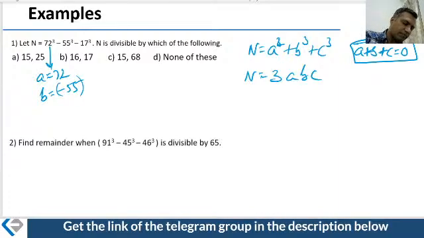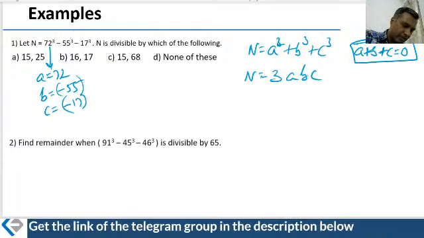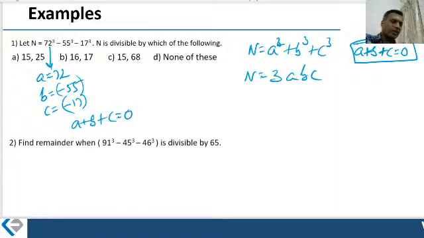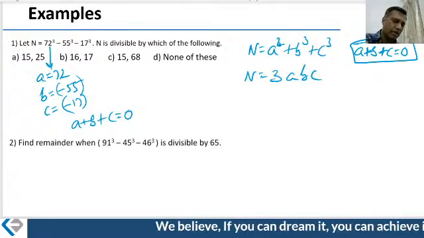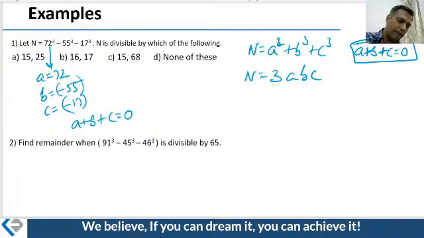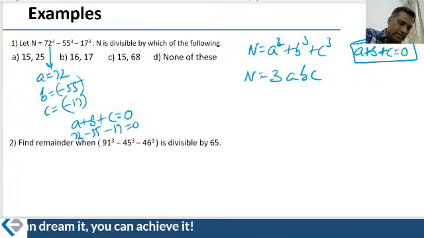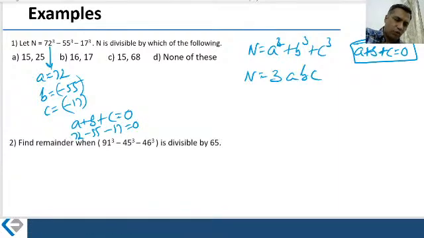Minus 55 cube becomes minus of 55 cube. Good, that's how I write my b. What about my c? I will write it as minus 17. Check, my friends: is a plus b plus c 0 or not? If not, to solve this question you have to cube this. But is a plus b plus c 0? Absolutely, because a is 72, b is minus 55, c is minus 17. Is this 0? Perfectly, it is 0. Therefore, what is the value of n?